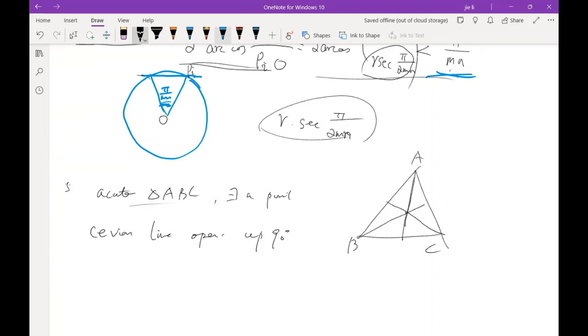Again, this is also another solid geometry problem. Don't know if you guys are interested in thinking about this. Right. Give you any acute triangle, and then just show this. I need cevian lines open up 90 degrees to this point.